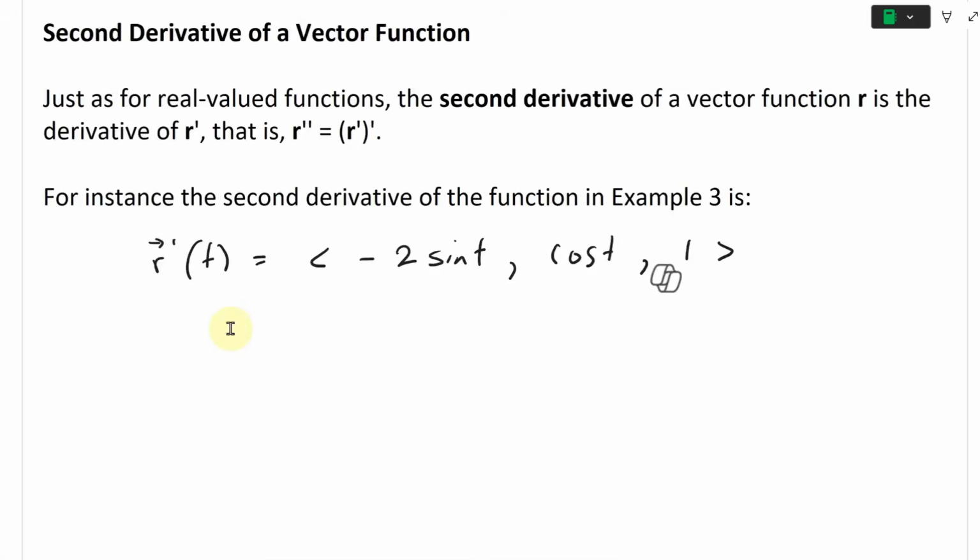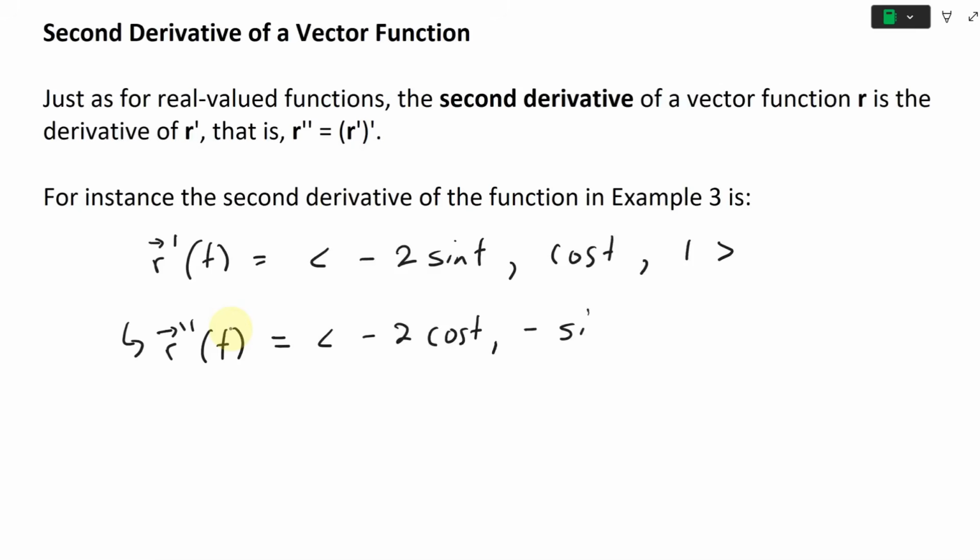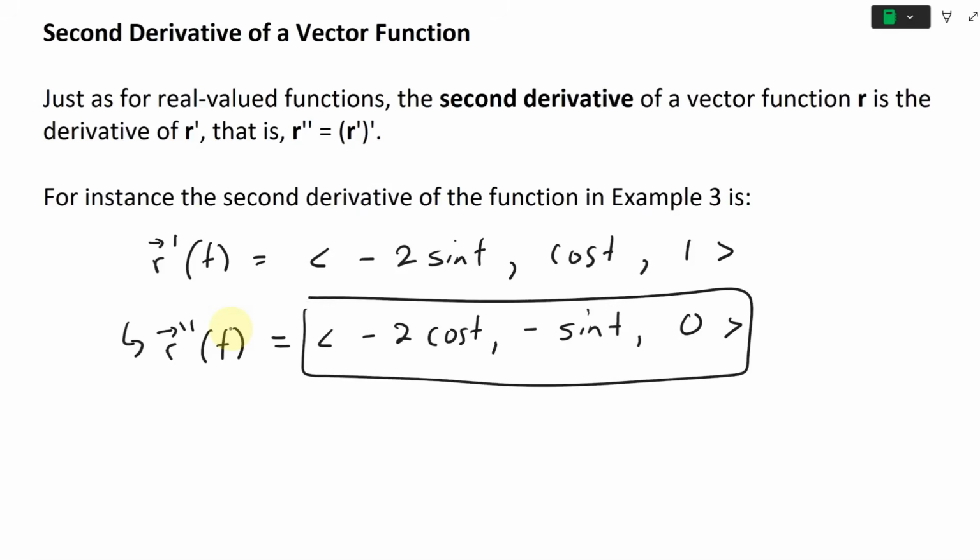And then for the second derivative, we just take the derivative of the derivative. So r double prime of the vector function: the derivative of negative 2 sine t, the derivative of sine is cosine, so we get 2 cosine t. Then the derivative of cosine t is negative sine t. And the derivative of 1 is just 0. So that's what we have. We could just box this whole thing in.